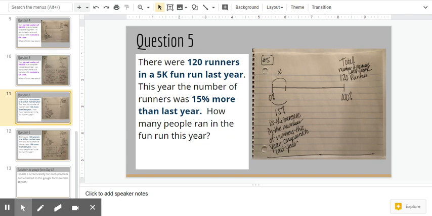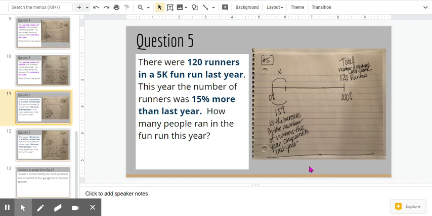There were 120 runners in a 5K fun run last year. This is the total number of runners that we're referring to. This year, the number of runners was 15% more than last year. That percent is referring to 15% of the 120.